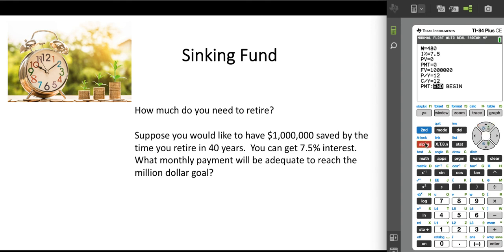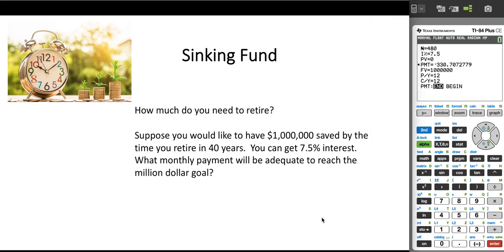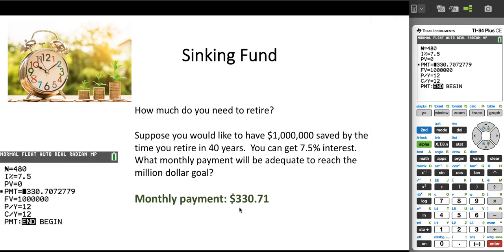So alpha, enter with the cursor on top of payment, means we have to save $330.71 every month. That's not that big. That's not that large of an amount of money, is it? $330.71. Think about it. You start saving that now, and in 40 years, you're going to have $1 million.